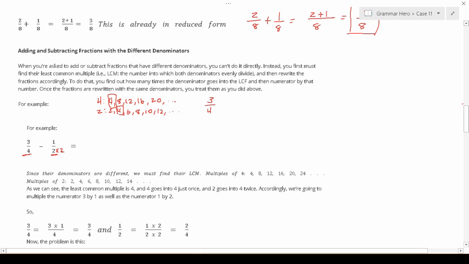What we do to the bottom of the fraction, we do to the top of the fraction. So this becomes 2 times 2 is 4. 1 times 2 is 2. Okay? So I basically took this second fraction, put it over 4, and now we could just simply subtract the numerators and be done. This becomes 3 minus 2 over 4, or just 1 over 4. Okay?